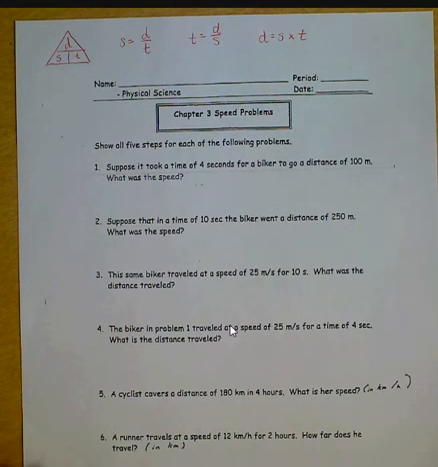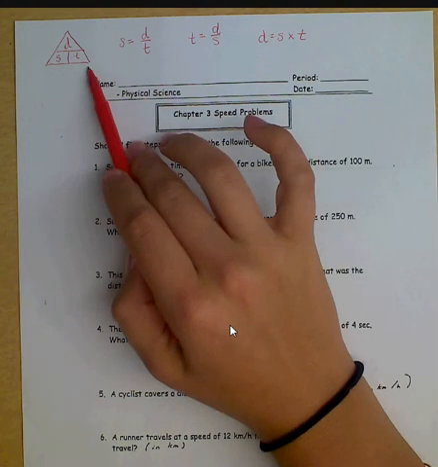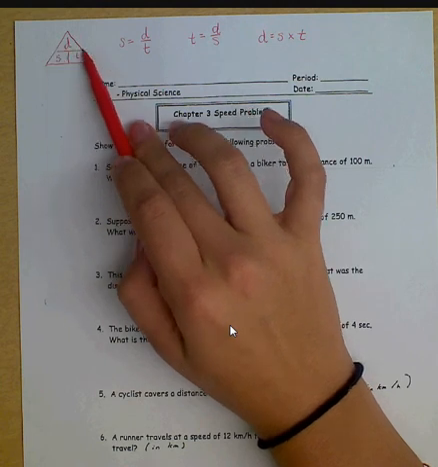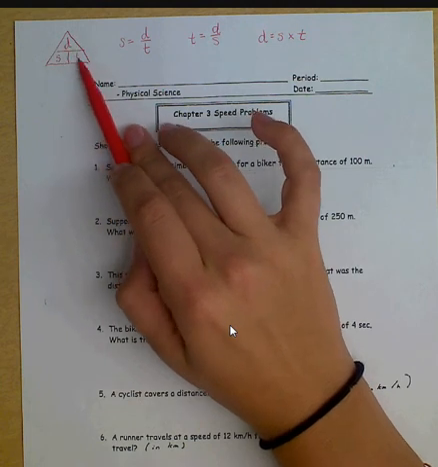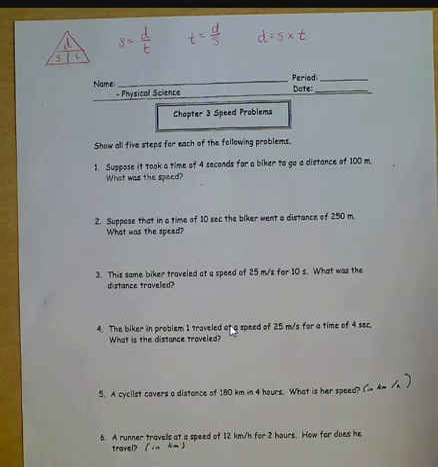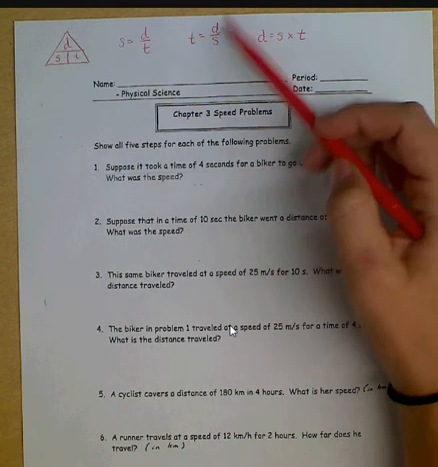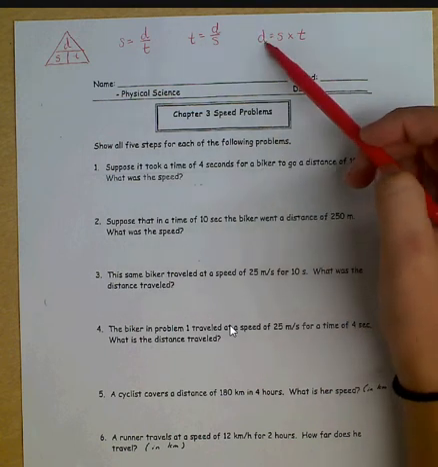The first thing that I started with is I put the triangle up on top. So the D is up on the top, so we're going to show that line is for dividing, and the S and T are for multiplying. I also split up the equation into solving for speed, solving for time, and solving for distance, depending on what the question might ask.